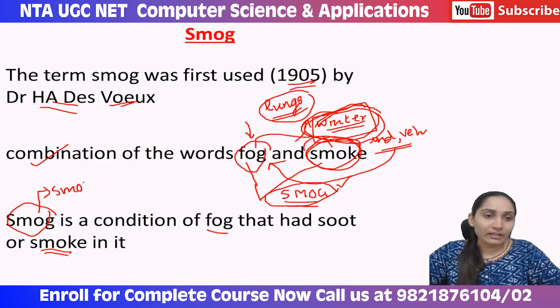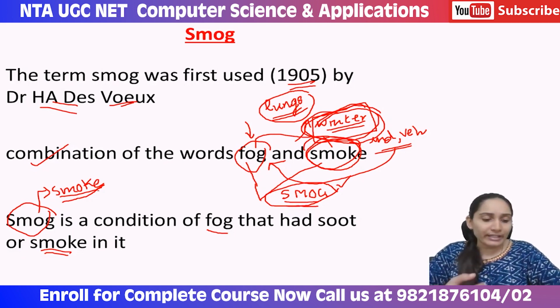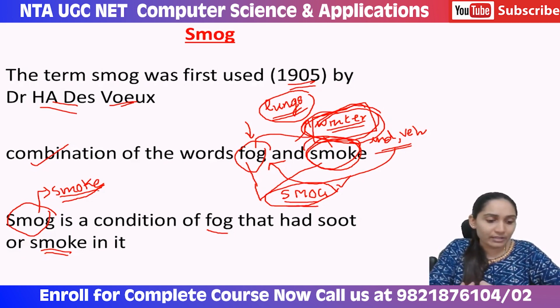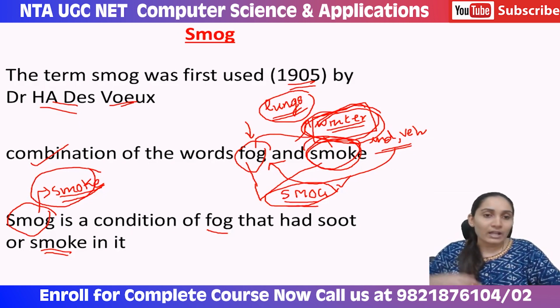Now, in a place, it can be a city, it can be a village, even in rural settlements, there are industries. So due to industrial pollution or due to a high rate of emission from vehicles, this smoke can combine with the fog, the local climate fog, and this will create the condition of smog.